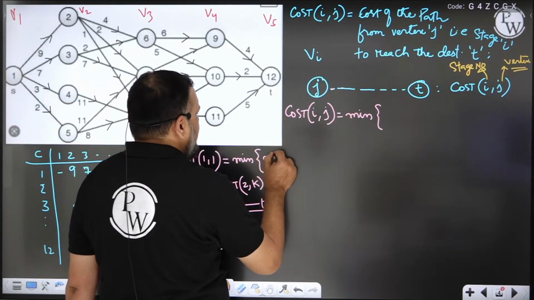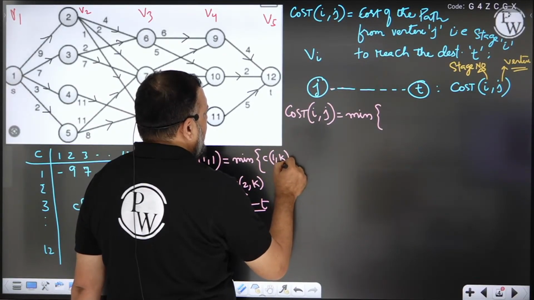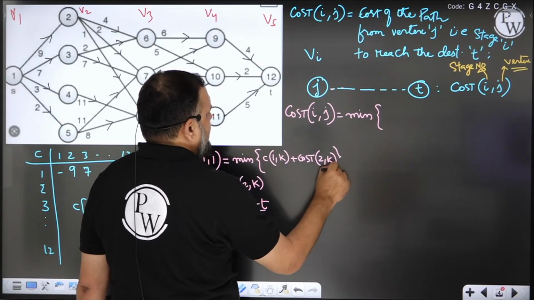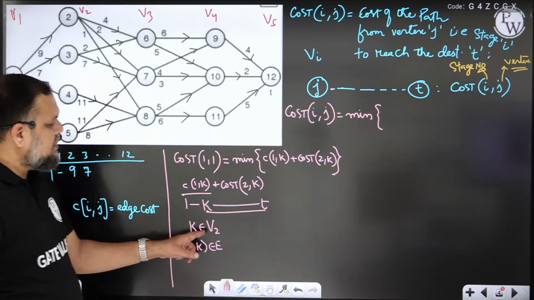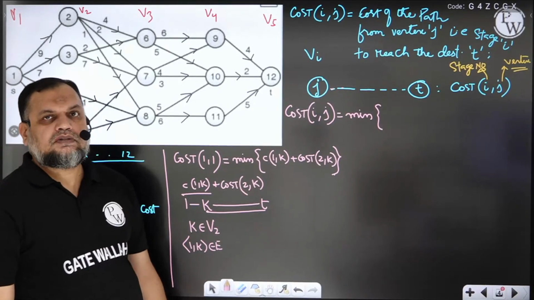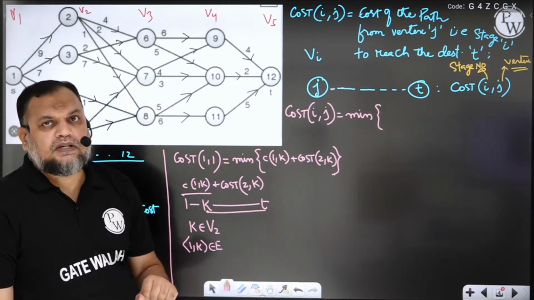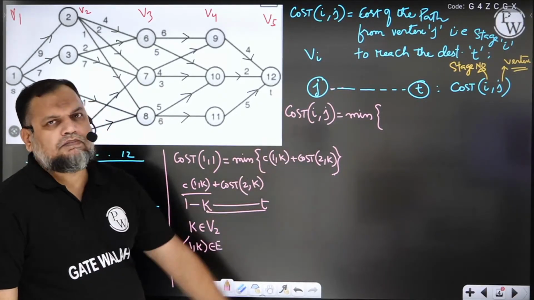So on the right hand side I will write C of 1 comma k plus cost of 2 comma k, where k belongs to V2 and 1 comma k is an edge. So look at that, how we have broken the path into 2 subparts. One is the edge, the other is the subpath.